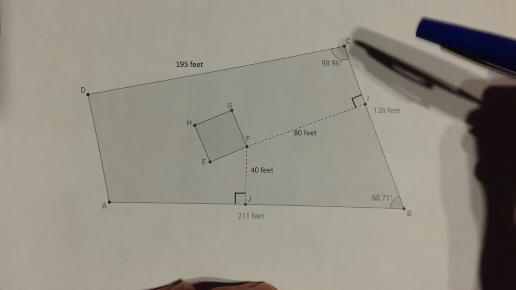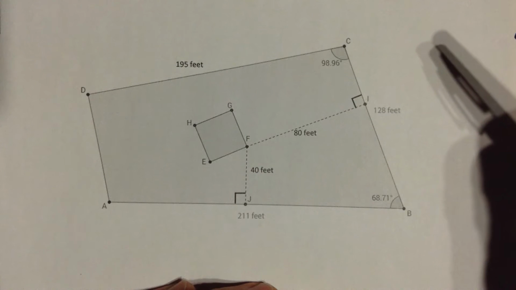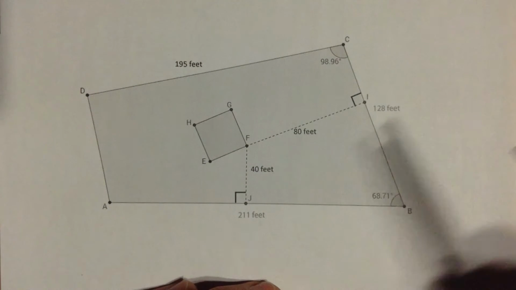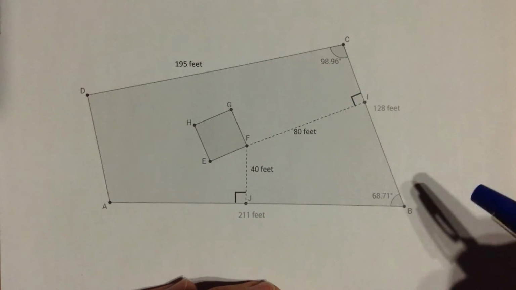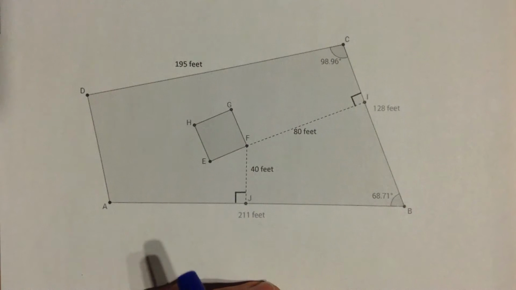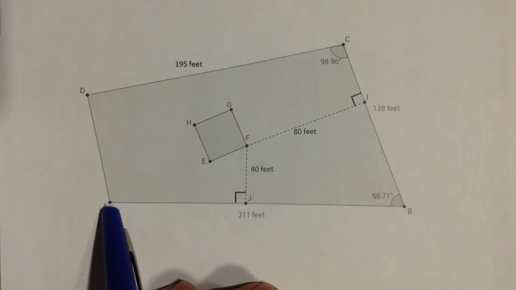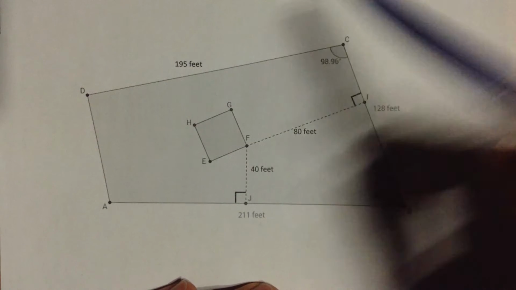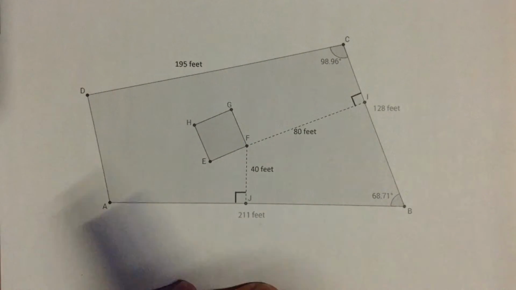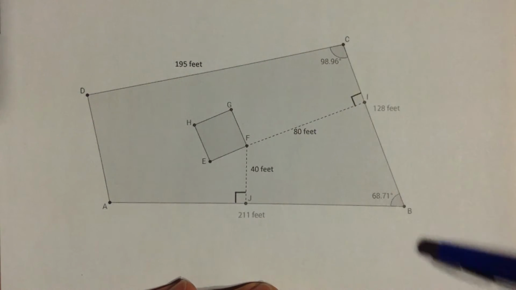I teach high school math, and I have a problem here that a number of my students are having difficulty with, so I'm going to explain how to solve it. This is a picture of a survey of a property, and this is a very simplified one. You can see the corners of the property here at A, B, C, and D, and this would be the roadway over here at BC.